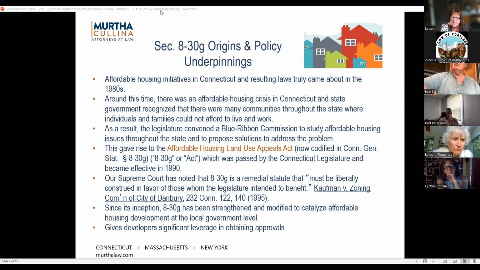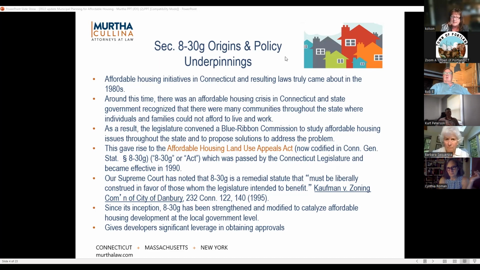Now, what you may not know is that affordable housing initiatives actually started in the 1980s. And it was around this time that the crisis of affordable housing really became apparent to our legislators. And in particular, to be honest, it really was precipitated from Fairfield County. Why is that? Because as we will talk about more as we go on, affordable housing is really a synonym for workforce housing.